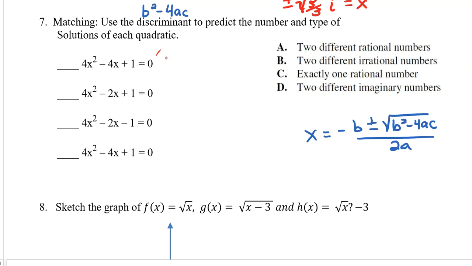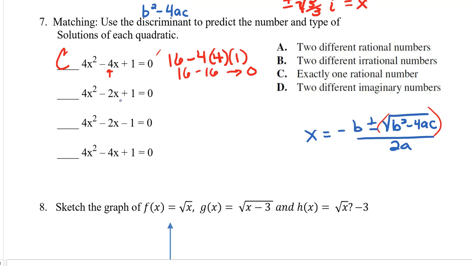So for our discriminant, we simply need to take our b squared. So our -4 squared minus 4 times a, which is 4, times c, which is 1. So here we have 16 minus 16, or 0. So that's the case where our discriminant term would be 0 and disappear. So we would only have negative b over 2a left as one rational answer. So this is going to be option C.